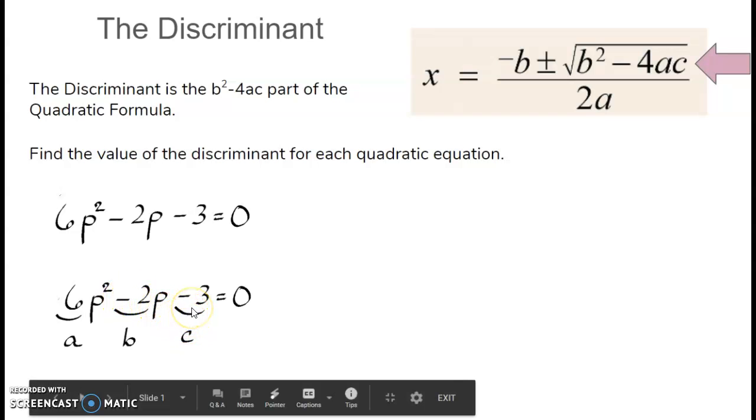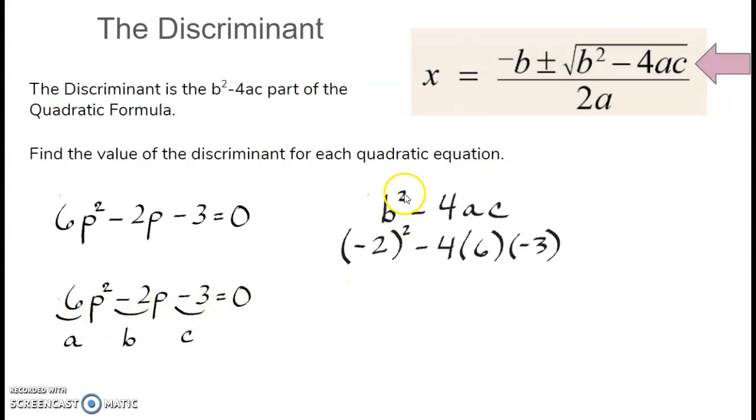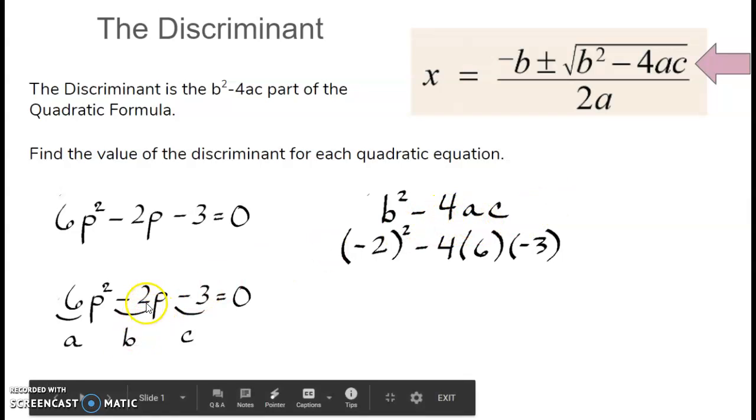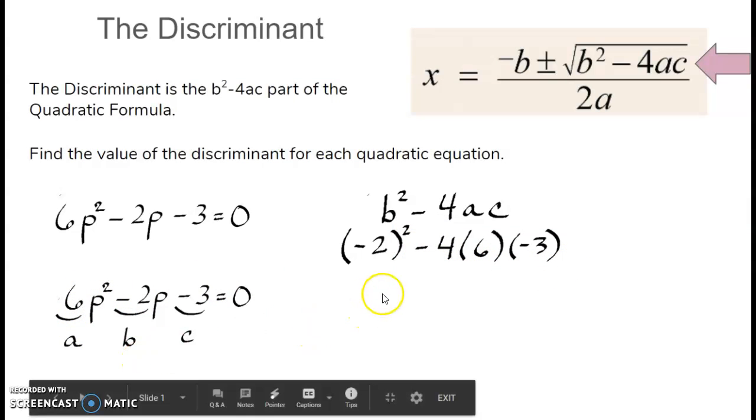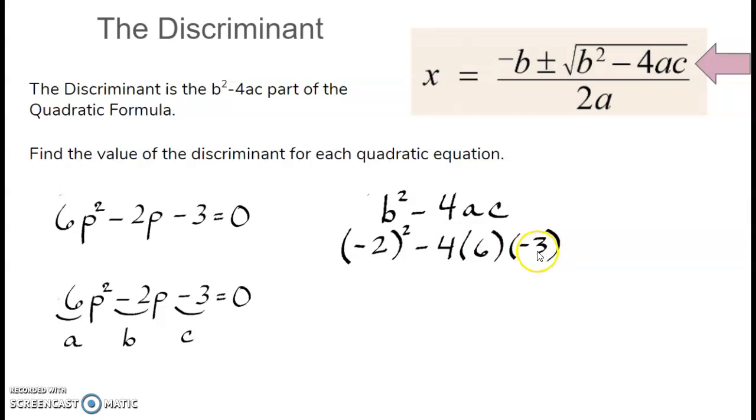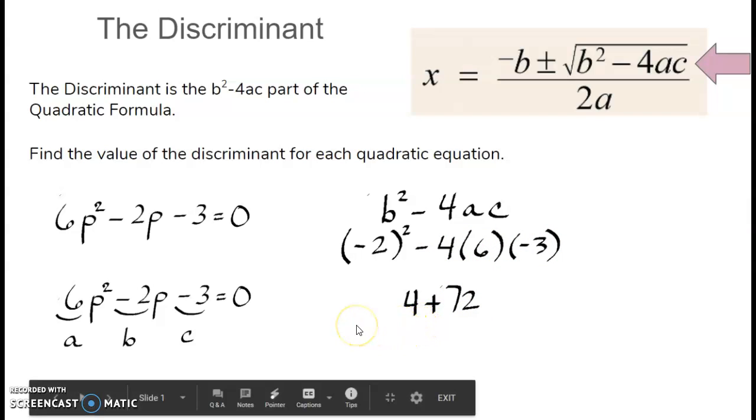C is negative 3. So I'm going to take these three numbers and plug them into the b squared minus 4ac. B was negative 2, so I'm doing negative 2 squared, minus 4 times a was 6, and c was negative 3. Negative 2 squared is 4. Negative times the negative over here, this should be a plus something. Turns out to be 72. 72 plus 4 is 76, and that's our answer.